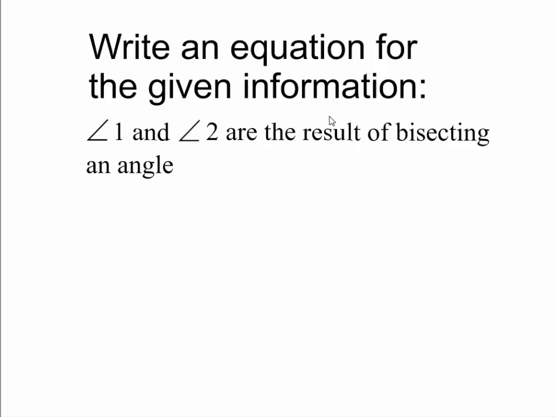Write an equation for the given information. Angle 1 and angle 2 are the result of bisecting an angle. So if we want to write an equation such that these two angles are the result of bisecting an angle, we have to know what bisecting means. Bisect means to cut in half. So we're cutting something in half.